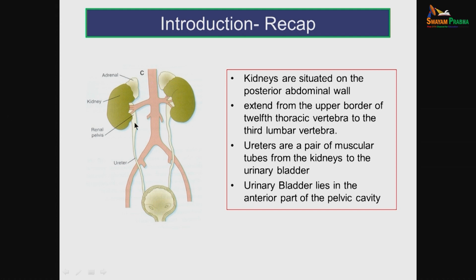Ensuing from the kidney will be a pair of ureters which carry urine from the kidney to the urinary bladder. The ureters also lie behind the peritoneum, and they have a course through the posterior abdominal wall and the lateral pelvic wall, and finally they open into the bladder. The urinary bladder lies in the anterior part of the pelvic cavity.